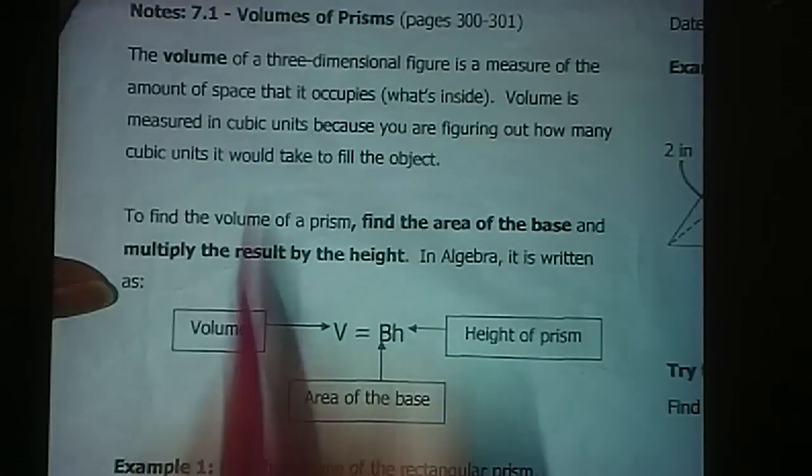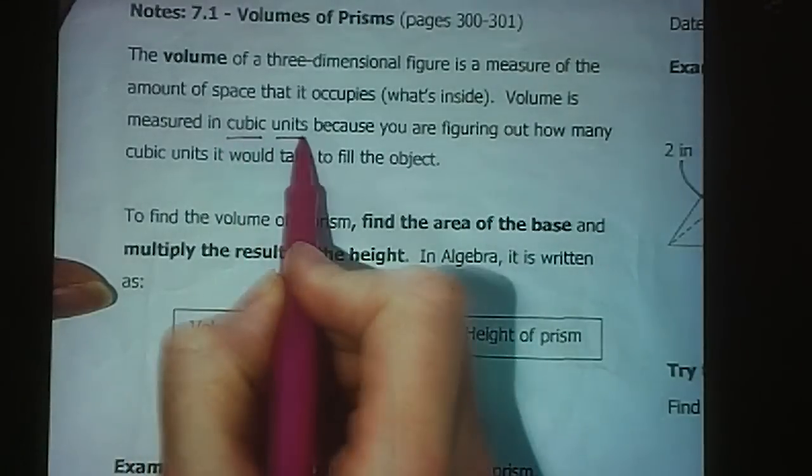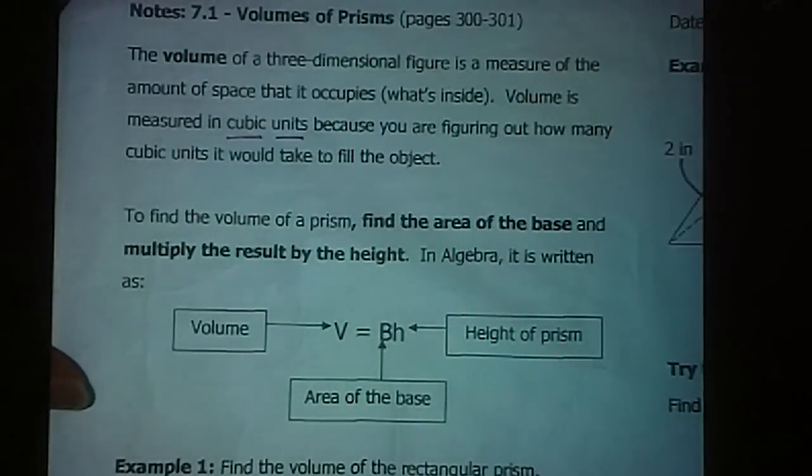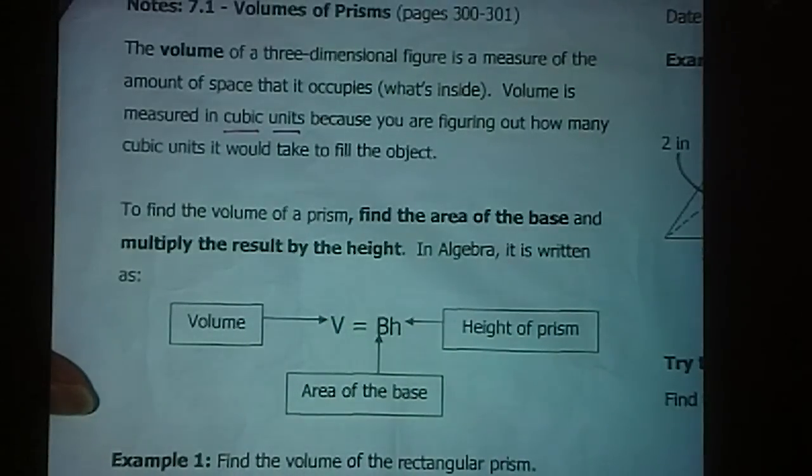Volume is always measured in cubic units. With surface area, it was always square units. Volume is cubic units because you're figuring out how many cubes or cubic units would fit inside the object. So we're not covering it with squares, we're filling it with cubes.